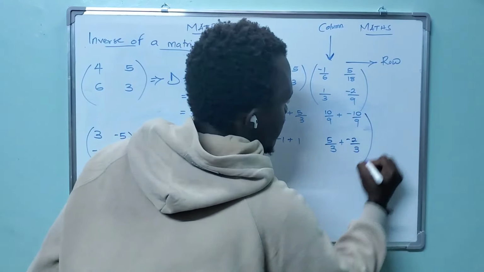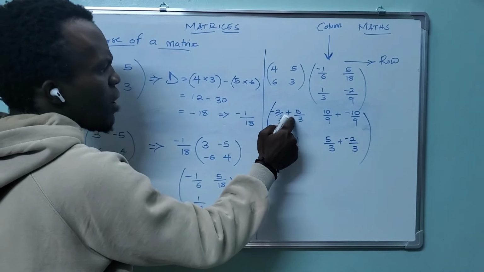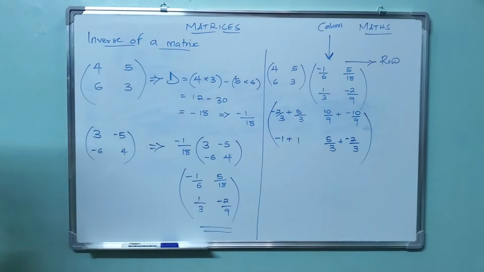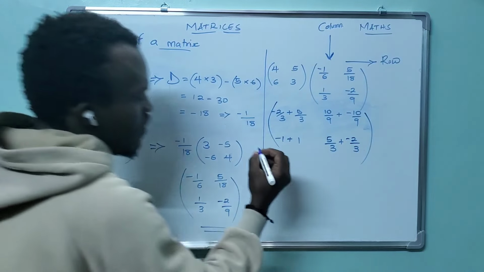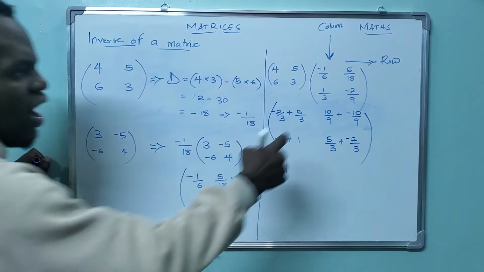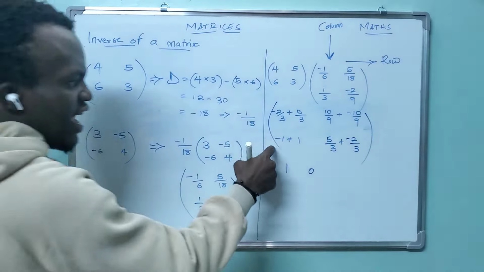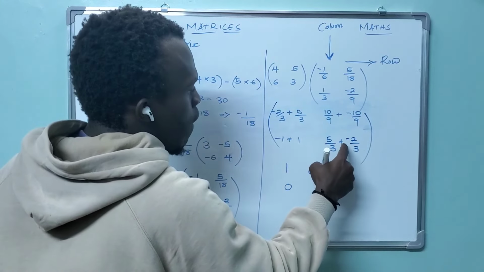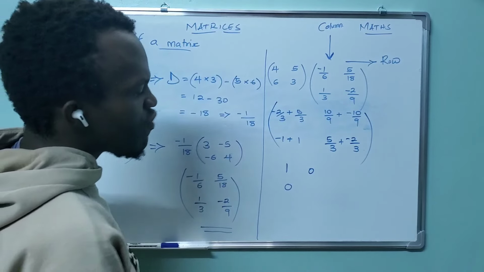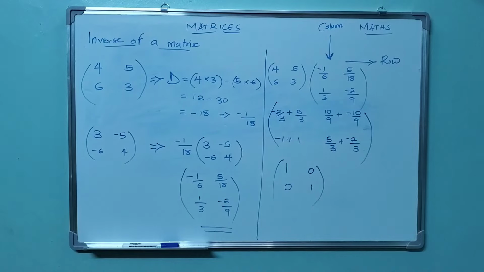Now, that is what I'm having. Let us now combine them the way we were combining under multiplication. Negative 2 over 3 plus 5 over 3, I'm going to have 3 over 3, which is equivalent to 1. 10 over 9 plus negative 10 over 9, that is going to be 0. Negative 1 plus 1, that is going to be 0. Then 5 over 3 plus negative 2 over 3, that is going to be 3 over 3, which is going to be 1.